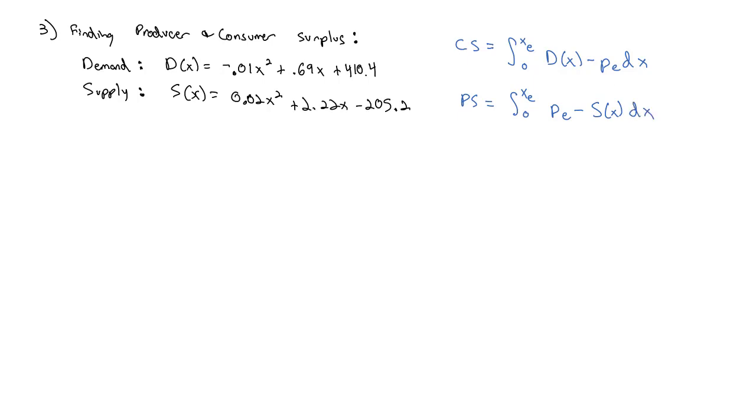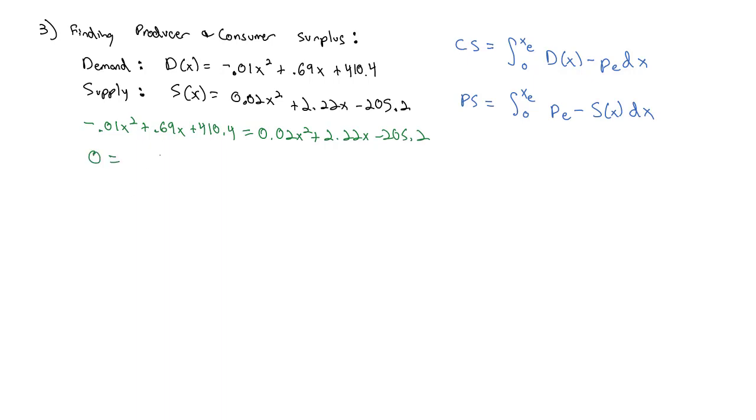Which means first we have to find that equilibrium point. The equilibrium point is when the supply and demand equal up with each other. So we're going to set the two equations equal to each other. The negative 0.01x squared plus 0.69x plus 410.4 is equal to the 0.02x squared plus 2.22x minus 205.2.